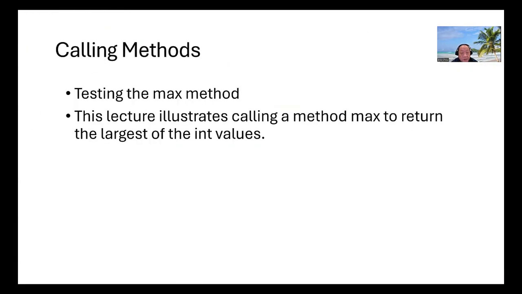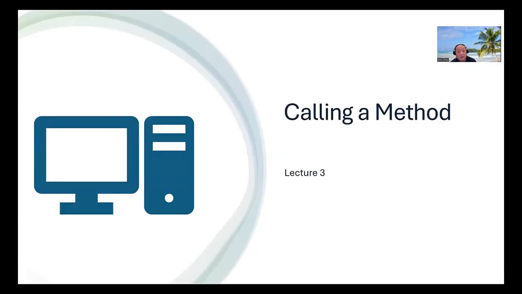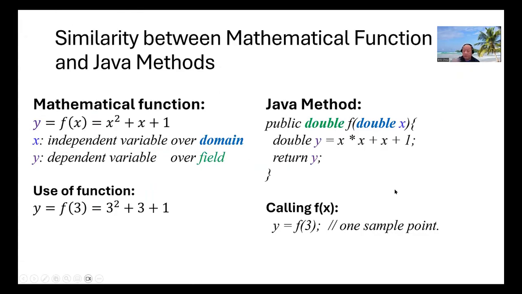The next one is the calling of the function. The definition of the function will not run; you still need to call it. The left-hand side is a mathematical function: y equals f of x equals x squared plus x plus 1. X is the independent variable over the domain, and y is the dependent variable over the field. X is the domain, y is the field.